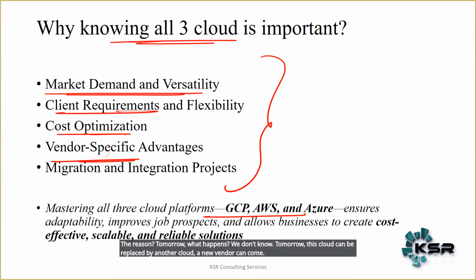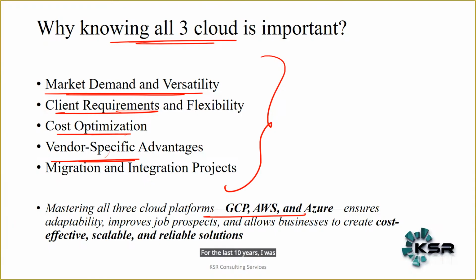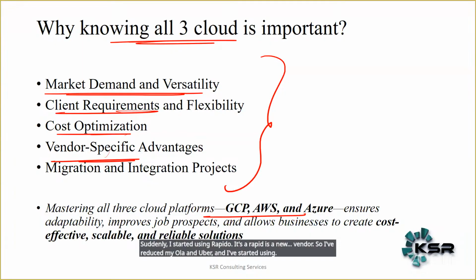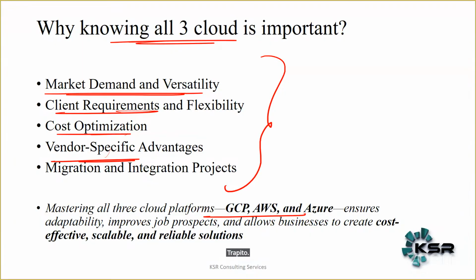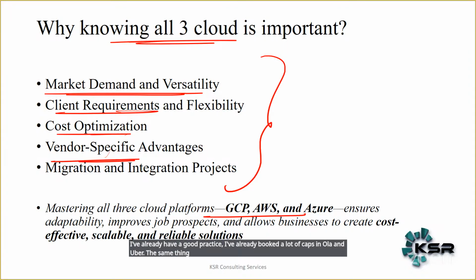For the last 10 years, I was using Ola and Uber. For the last 2 years, suddenly I started using Rapido. Rapido is a new vendor. So I've reduced my Ola and Uber and I've started using Rapido. But do you feel booking is difficult in Rapido? No. I already have good practice. I already booked a lot of cabs in Ola and Uber. The same thing I've done here. Just the UI is different. That is exactly what happens here.